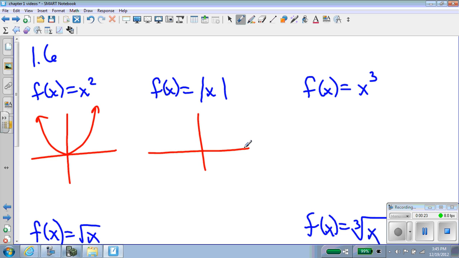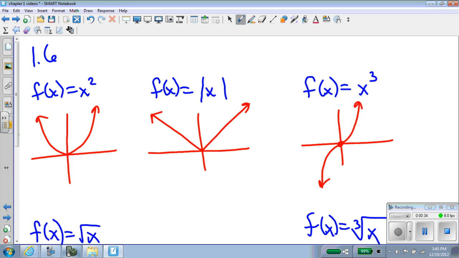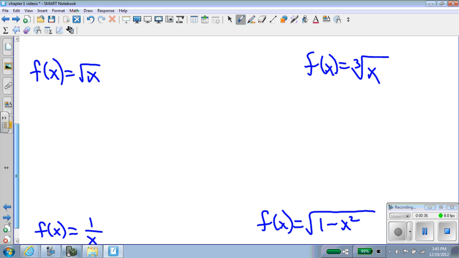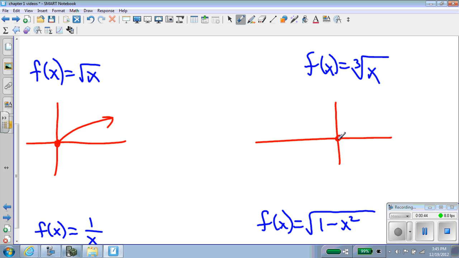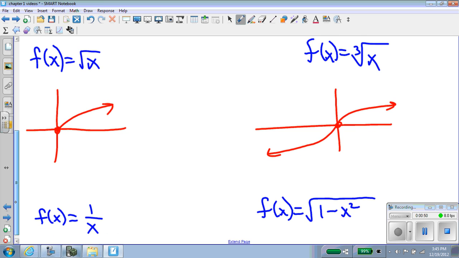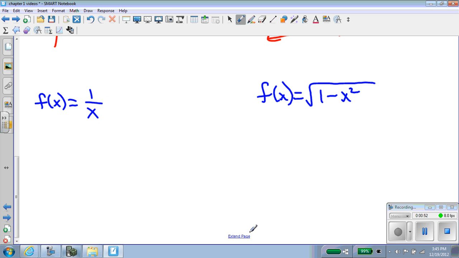Parabola, absolute value, x cubed, square root of x, cube root of x. Okay, and then we have two that I want to consider basic graphs that we haven't talked about before. So 1 over x.